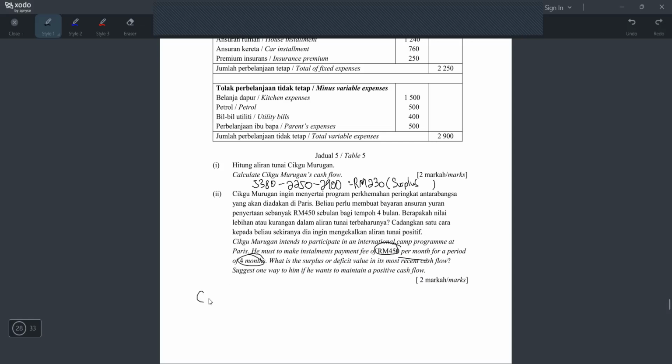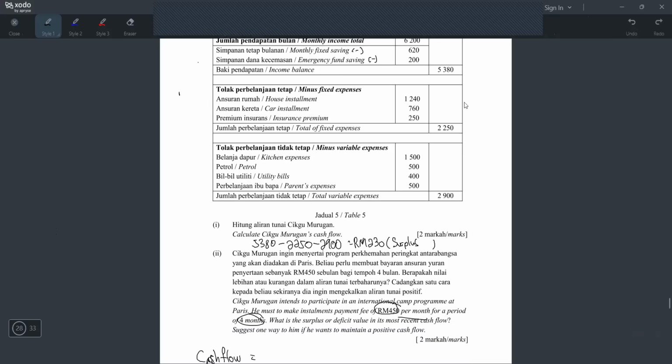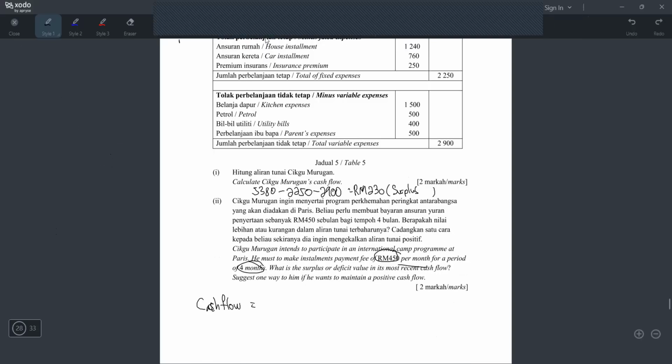So what is the surplus or deficit value in the most recent cash flow? Means I have a new cash flow now lah. Okay, what would be my new cash flow? Because I have one more expenses, which is the 450 per month, right? So now I will take 5380 minus 2250 minus 2900 minus 450. But you don't have to do that, because just now you already minus 2250 minus 2900. Just take your number 1 answer, 230 minus the 450. This one is for 1 month, so 450 also for 1 month, so you just minus, you will get negative. So let's tekan negative 220.